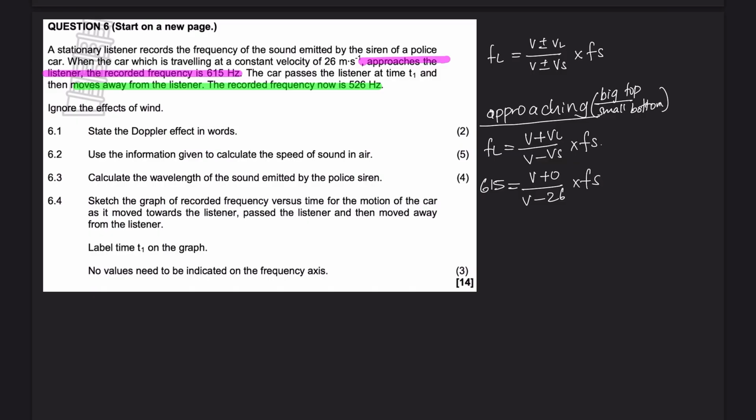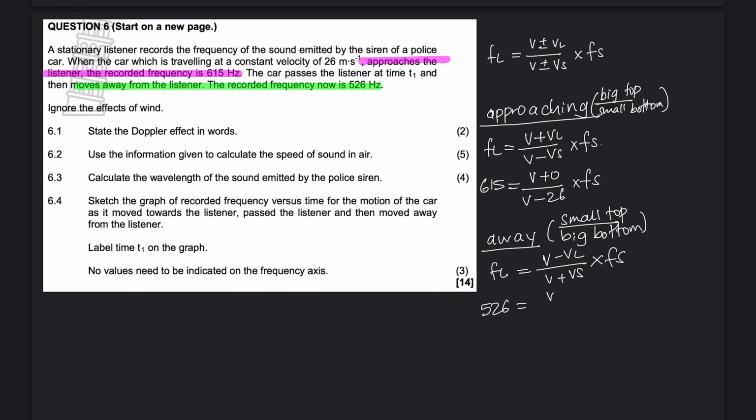And when it's moving away, remember the following: small top, big bottom. So the equation is going to be FL equals V minus VL divided by V plus Vs, multiplied by Fs. So FL, when it's moving away, is 526 equals V minus 0 divided by V plus 26, multiplied by Fs. That's equation 1, that's equation 2.